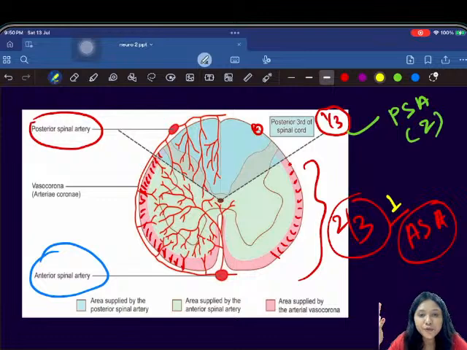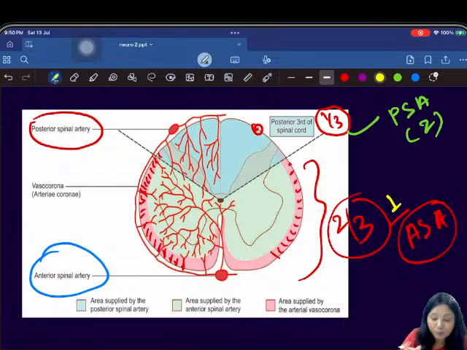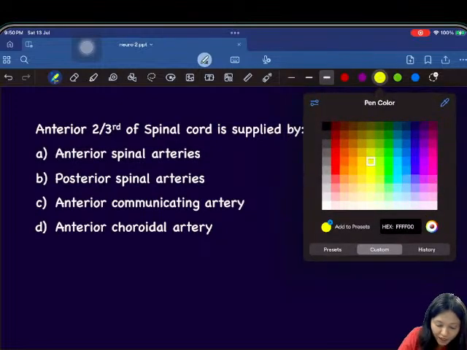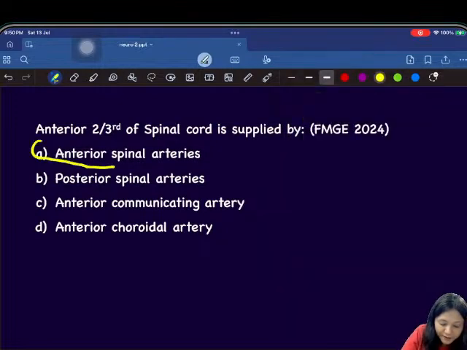The anterior 2/3 is supplied by your anterior spinal artery, and the posterior 1/3 is supplied by 2 posterior spinal arteries. So the answer, yes, you are right. So the answer is your anterior spinal artery.